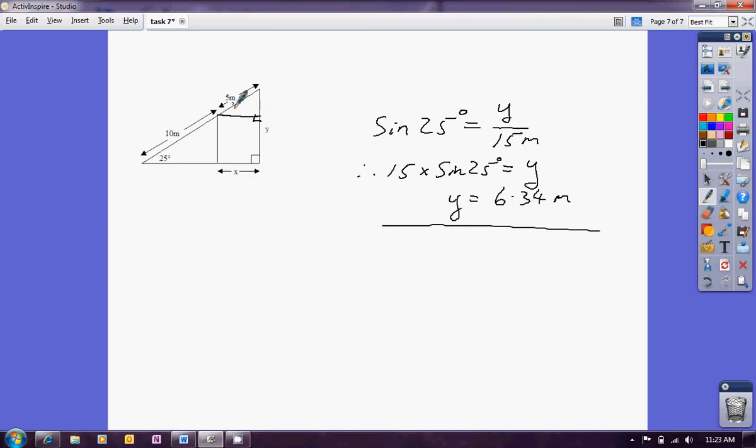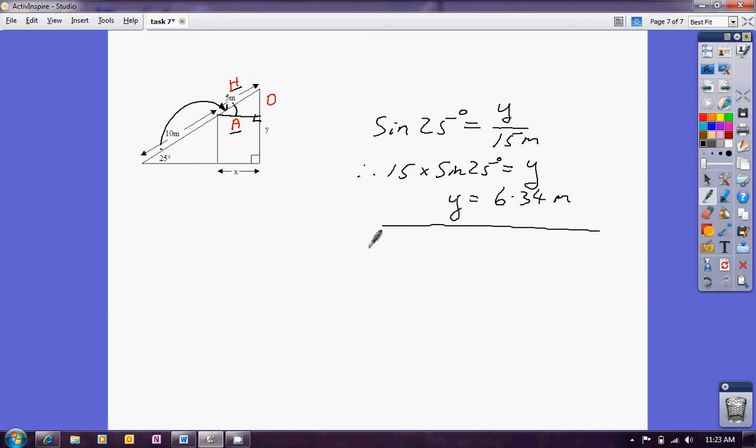This angle here is going to be 25 degrees, and labelling the sides, we will have the opposite, the hypotenuse, and the adjacent, which is the one we're trying to discover. So what we're working with here will be the unknown adjacent and the hypotenuse. So it will be a cosine problem. Cosine equals adjacent over hypotenuse.